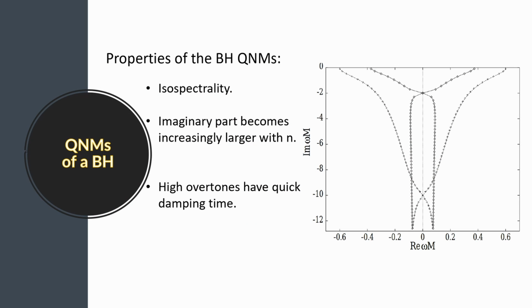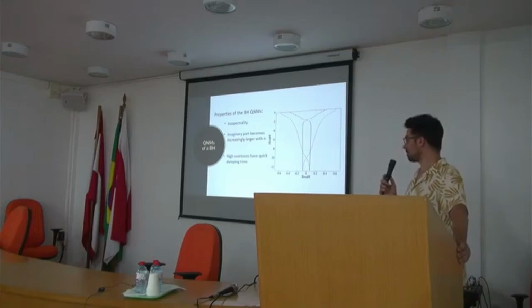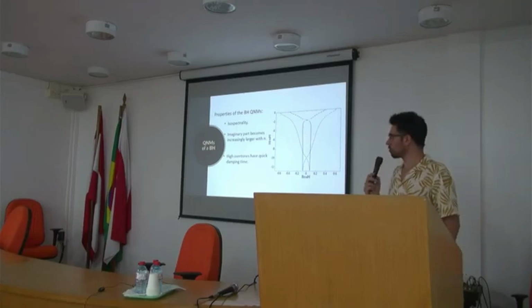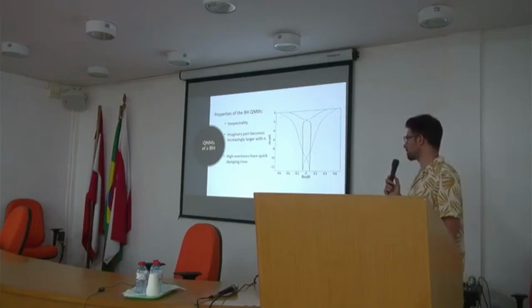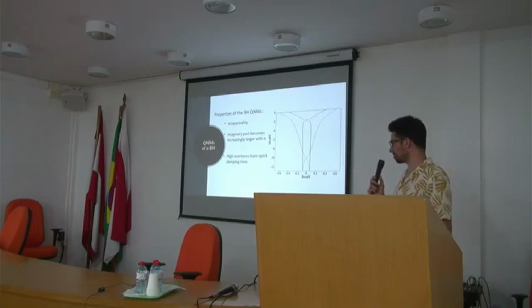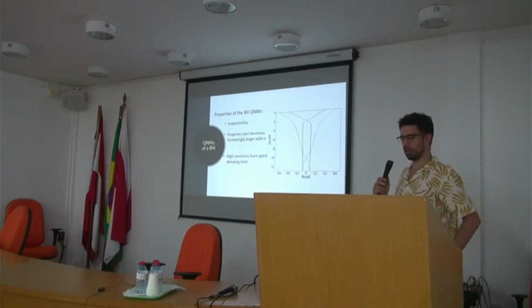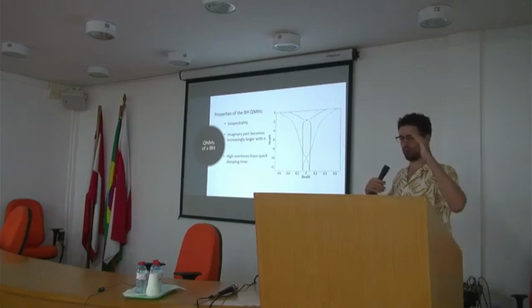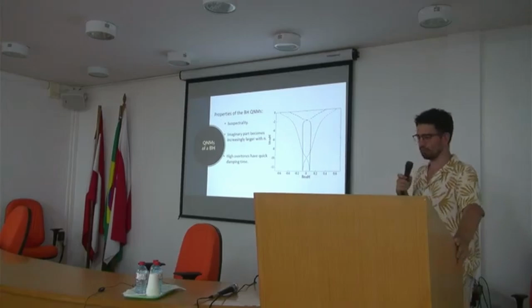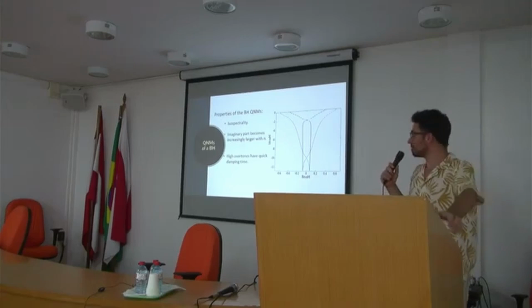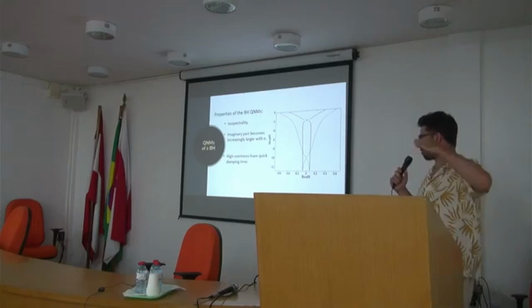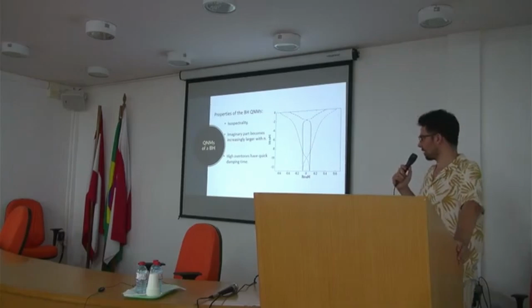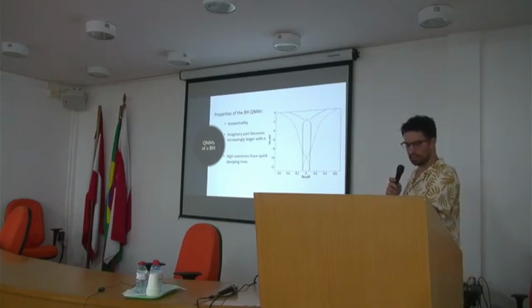Now, for black holes, you can compute these quasi-normal modes, and they have very interesting properties. For example, one of them is this isospectrality between the axial and polar modes. But another important thing is that the imaginary part of the quasi-normal modes becomes larger with this n. So n represents the overtones. For example, if you have a rope, you can also have overtones of the vibration of the rope. So it's one mode, two modes, etc. If you want, you can play with the rope and see. And so what this means is that higher overtones have a quick damping time. So in the end, the ring down of your compact object is mostly dominated by the leading mode.